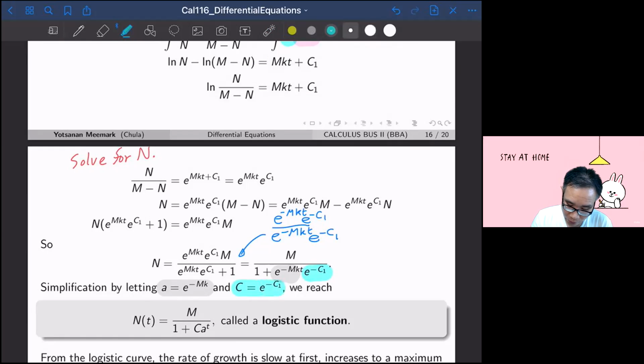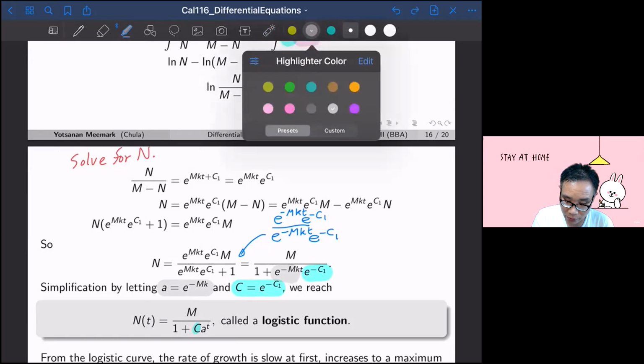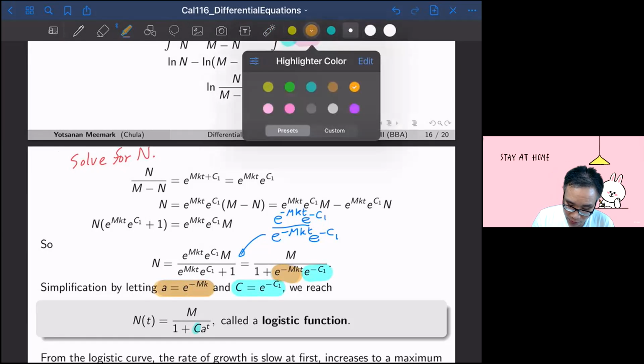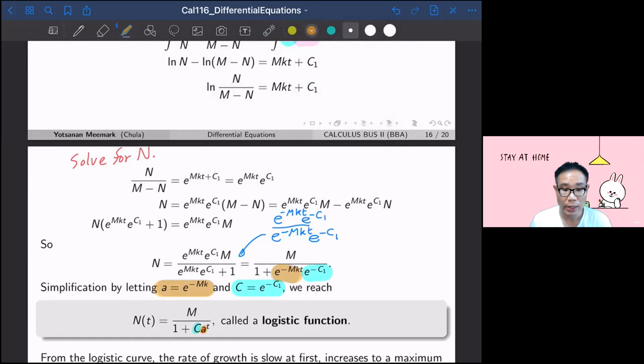So that will be your blue color C here, and this guy will be A, okay, so it's not quite good, right? So I'm going to use a different color instead. Let's use the orange one. So this one will be your orange, and this guy will be A. So it's going to be A, okay? And so you have N(t) equal to M over 1 plus C A to the t.